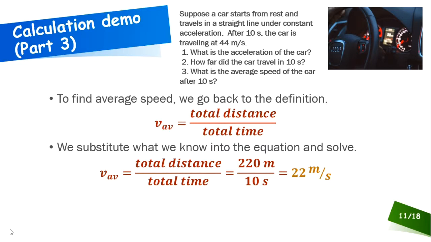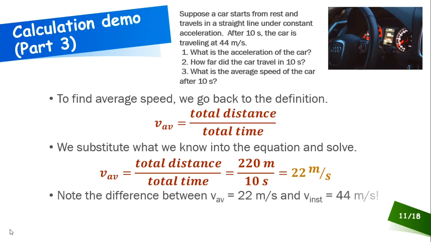Now notice there's a big difference between the average speed of 22 meters per second and the instantaneous speed of 44 meters per second. Big difference there. So there is a difference between instantaneous speed and average speed, and you really need to understand the difference between them so you don't get them confused.